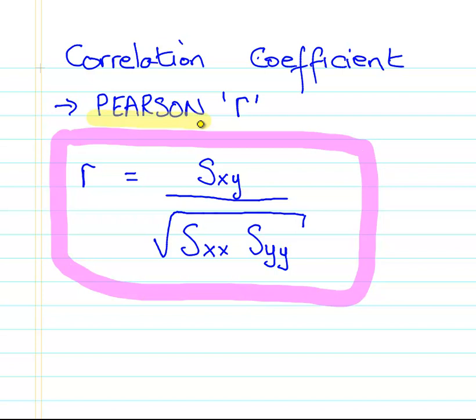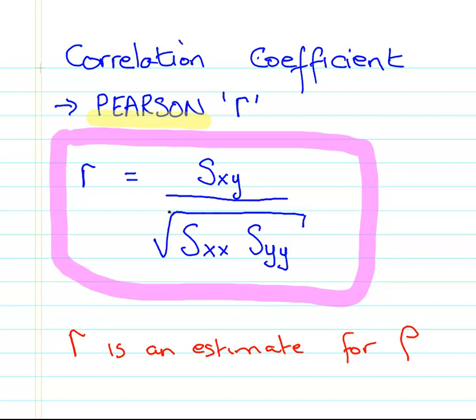R is the estimate for the population correlation value, which is rho. Let's actually write that in because that's important. R is an estimate for rho, a Greek letter, which is essentially the true correlation, the population value for the correlation.